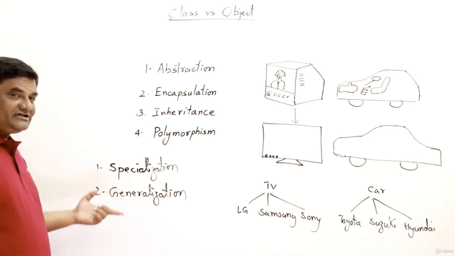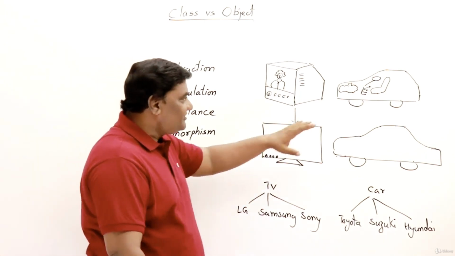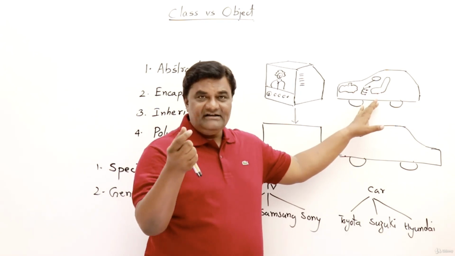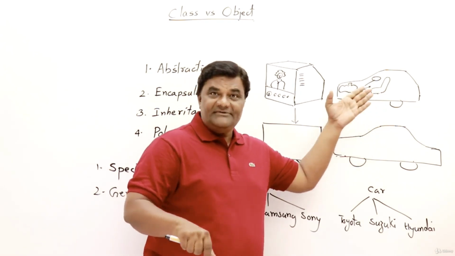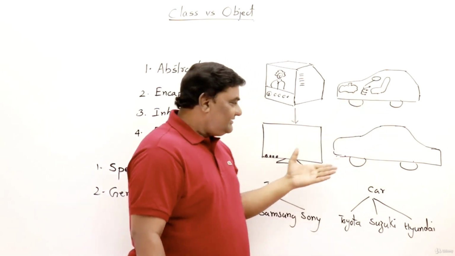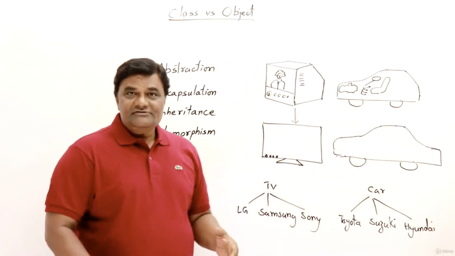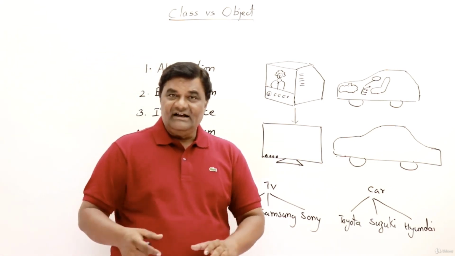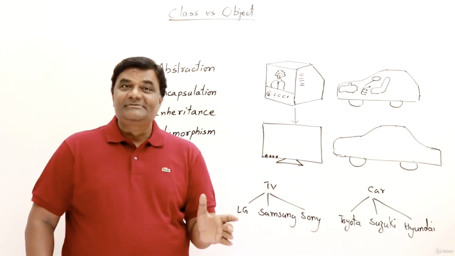Specialization and generalization. Specialization means if you already have something and you are making some changes in that, adding more features and coming up with something new. So there's a specialized one of this type, and there's a specialized one of this type. Already something is there and you are adding a few more features and introducing something new. So you are specializing it.